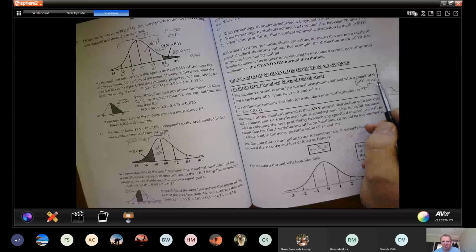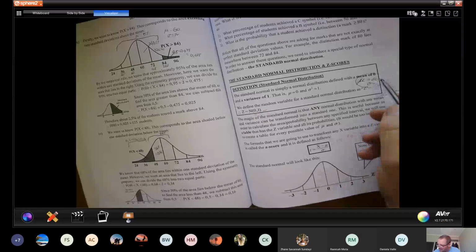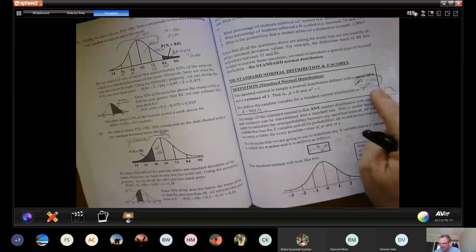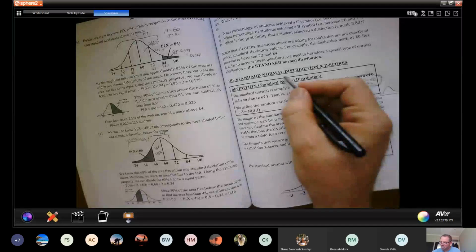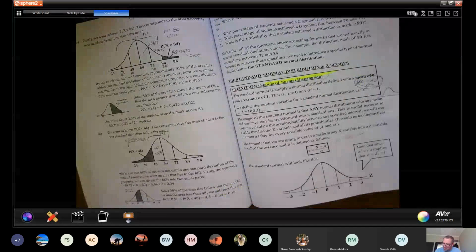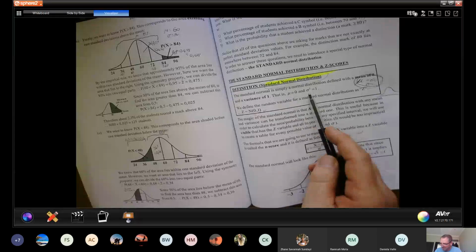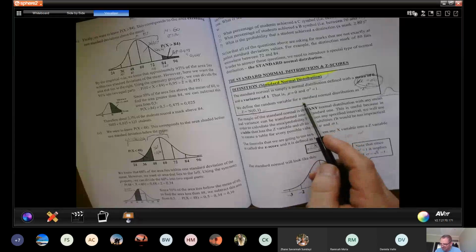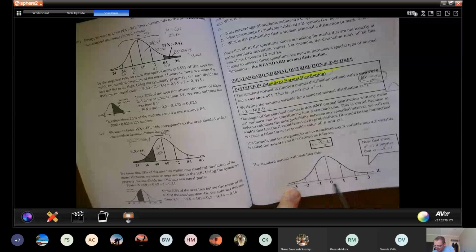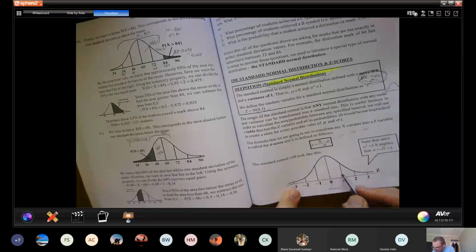But what we're going to do is convert every single normal distribution, with its mean and its standard deviation, into what we call the standard normal distribution. The reason why is because we can draw up a table for a standard normal distribution. In a standard normal distribution, the mean is equal to 0 and the variance is 1. If the variance is 1, then the standard deviation is 1. This is your standard normal distribution, which you're going to work from the table from.